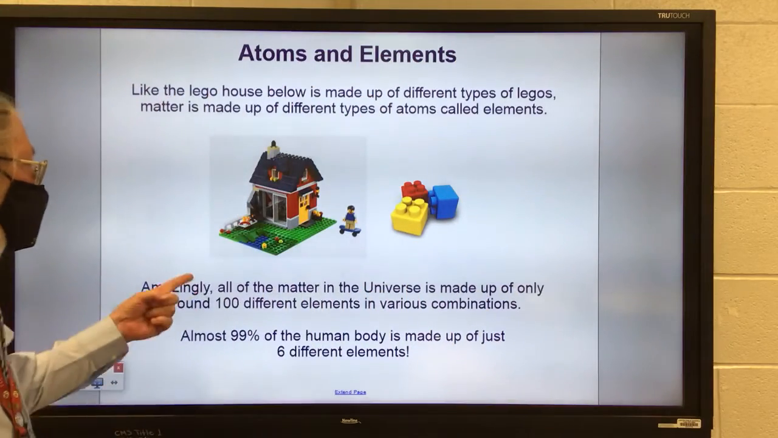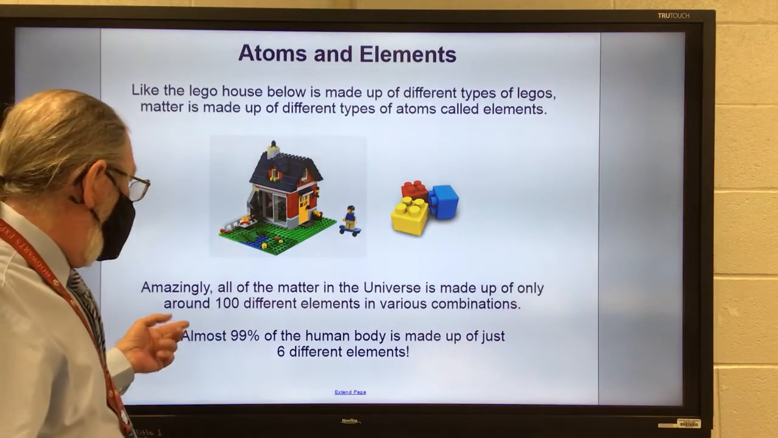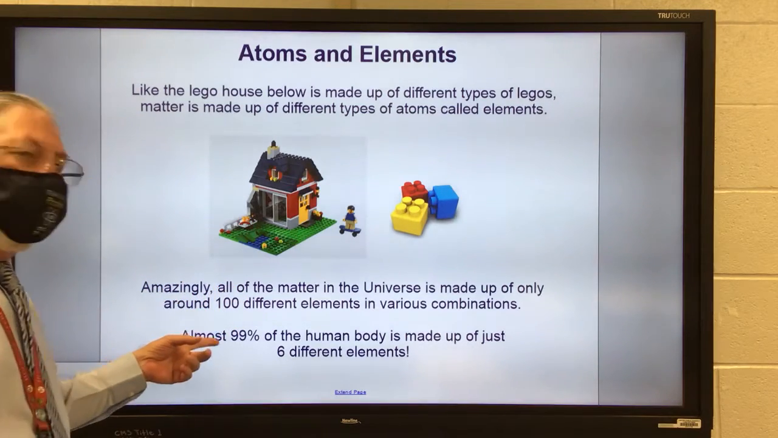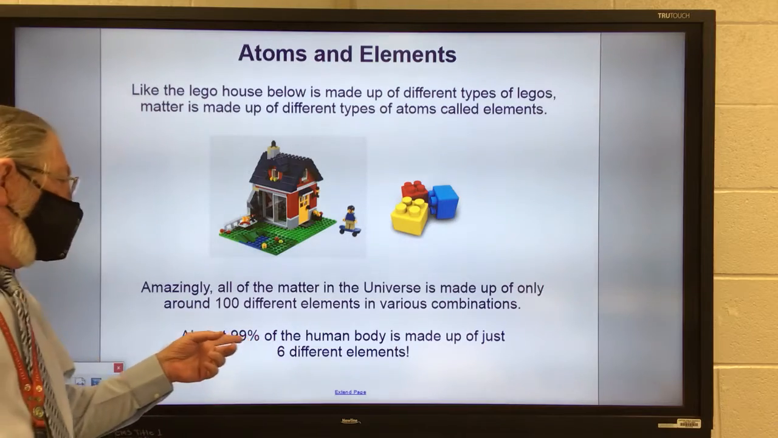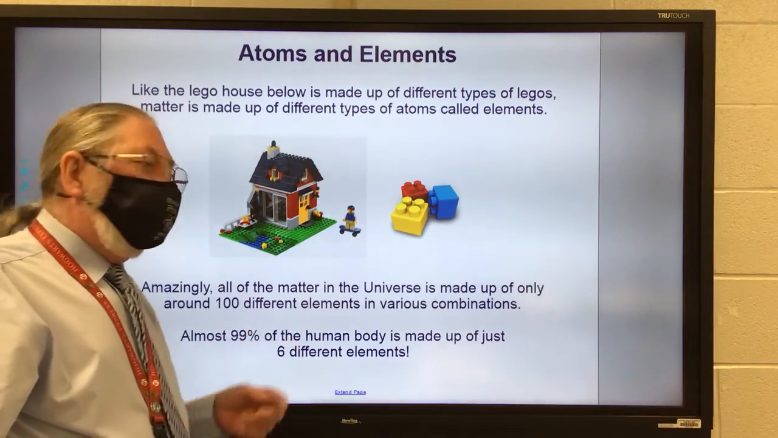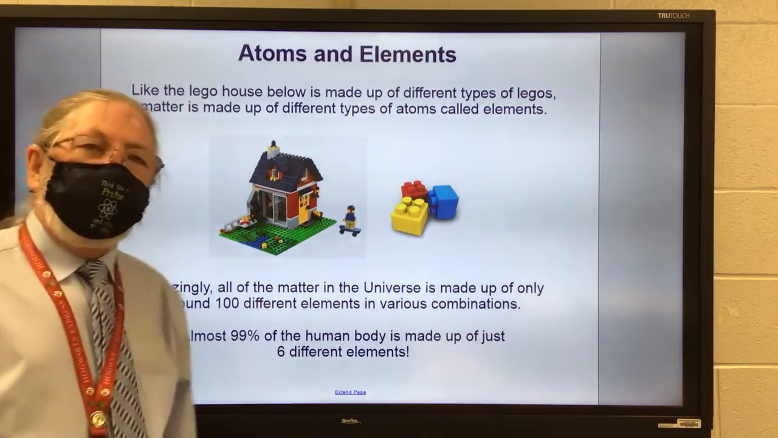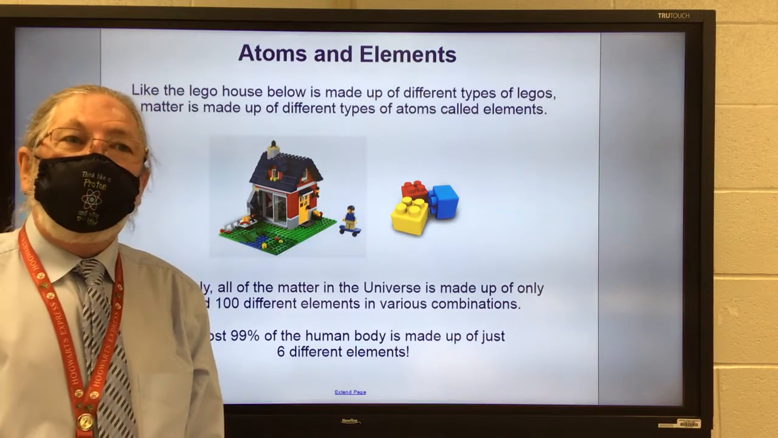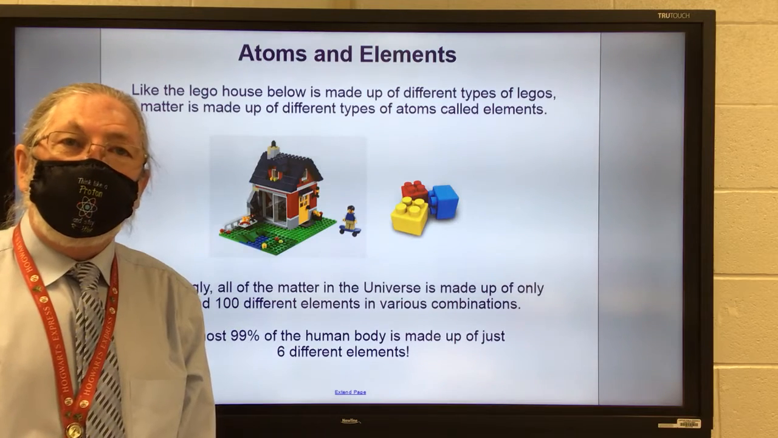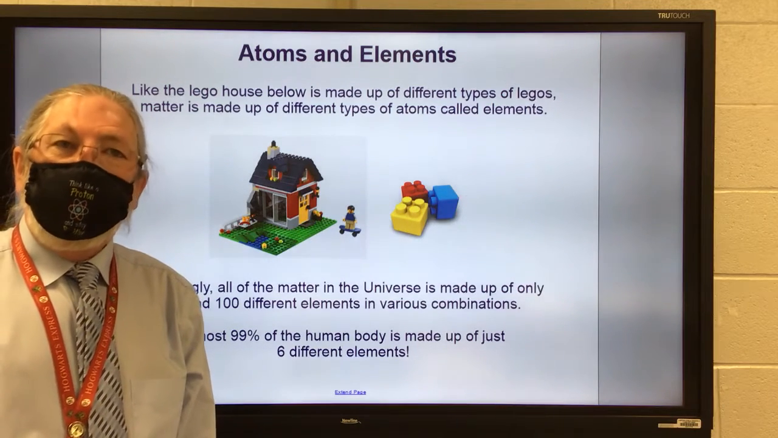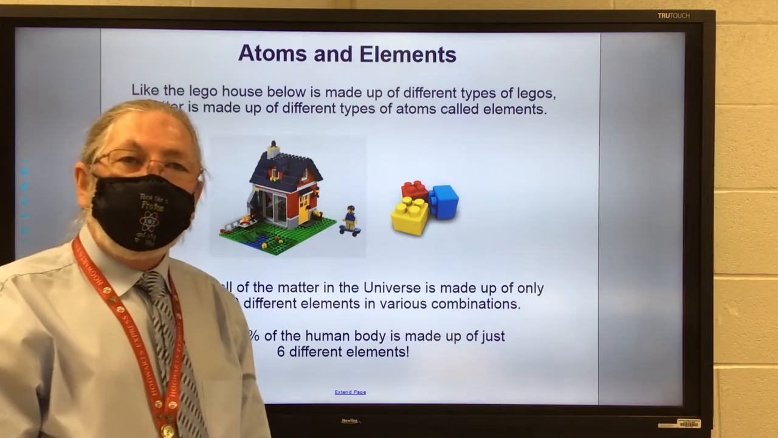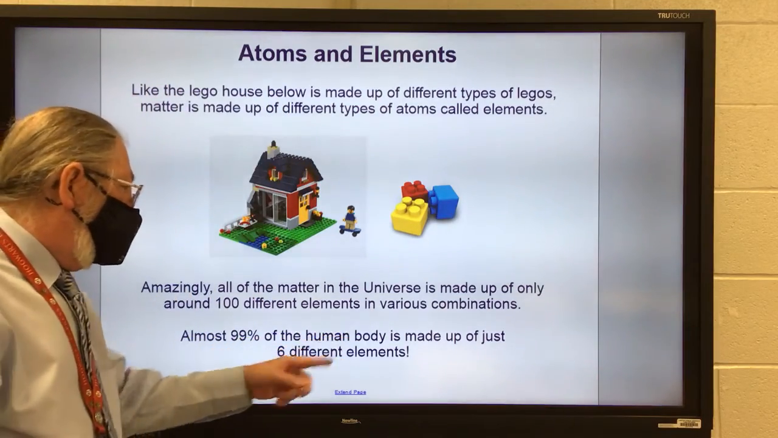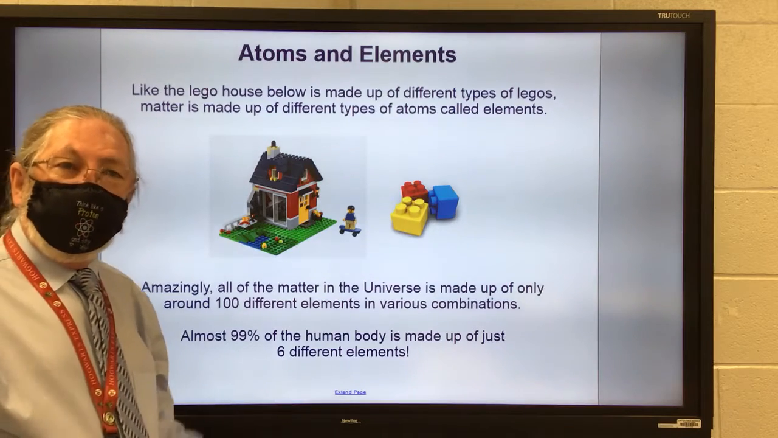Okay? So everything in the universe is made up of about 100 different elements, and almost 99% of the human body is made up of just 6 different elements. And guess what one of those elements is? Carbon. Same thing that your pencil's made out of, and also what diamonds are made out of, right? Humans are made up also of carbon. Okay, so 99% of the human body is made up of these 6 different elements, and we'll talk about those later.